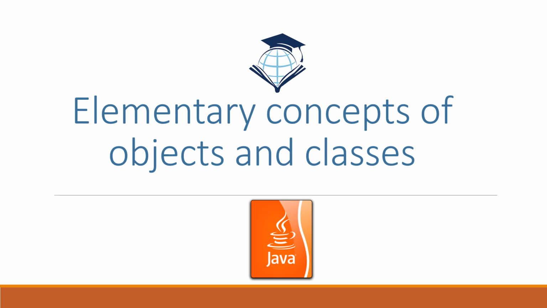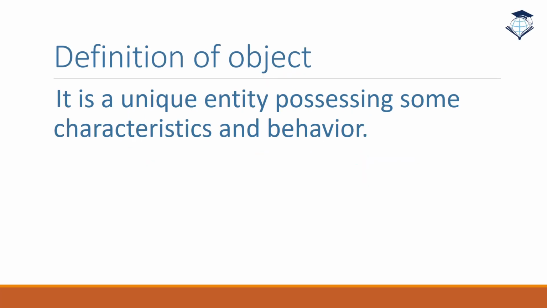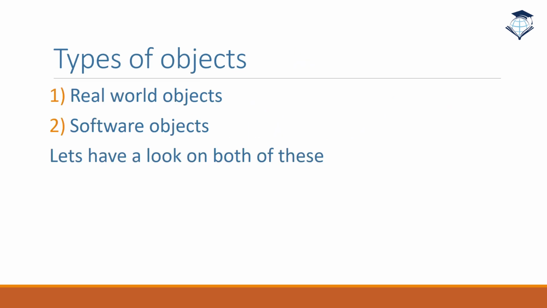Elementary concepts of objects and classes. Definition of object: it is a unique entity possessing some characteristics and behavior. Types of objects: real-world objects, software objects. Let's have a look at both of these.